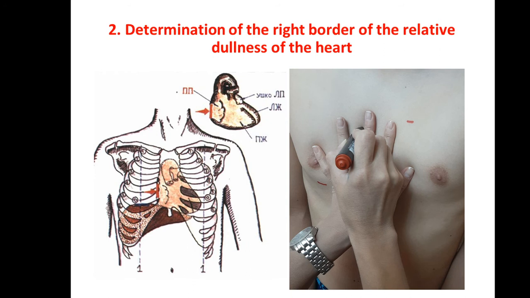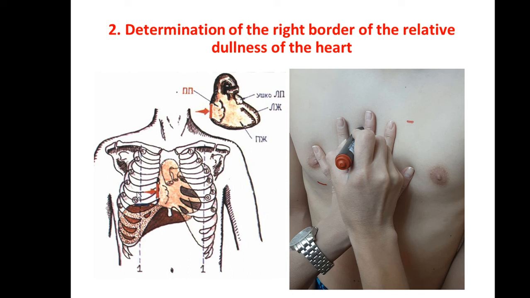And then you should detect the right border of the relative dullness of the heart. There are two dullnesses, relative dullness and absolute dullness. What is relative dullness? This is the real size of the heart. Relative dullness is the whole heart region, including the region which is covered by lungs. Absolute dullness is the area of the heart which is free from the lung.